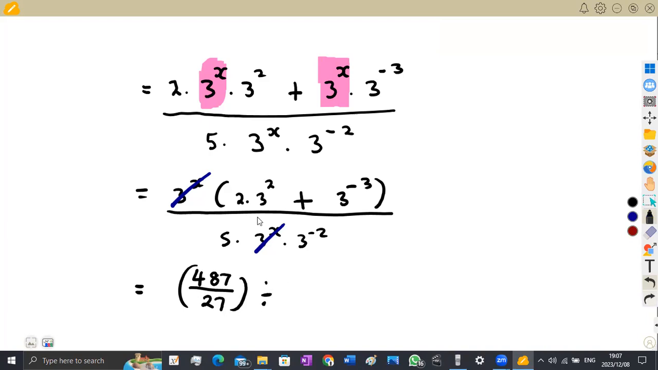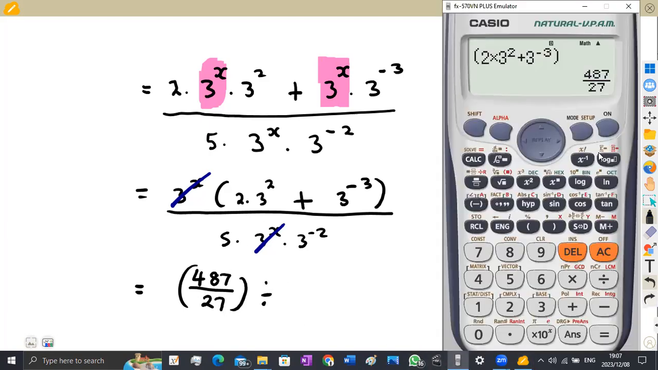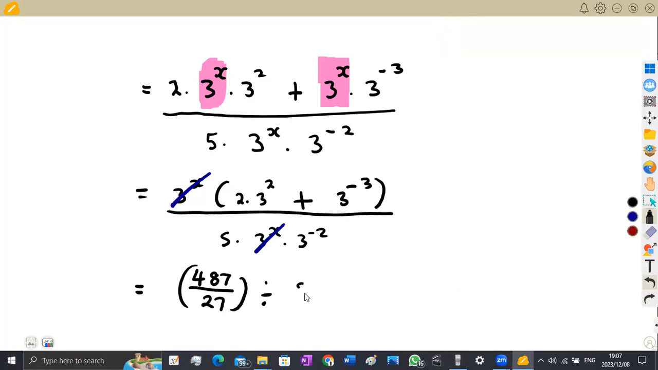So we are going to divide by the answer that you are going to get from this part, 5 times 3 to the exponent of minus 2 in the denominator. That's 3 to the exponent of a negative 2, and this is going to give us 5 over 9. So it's divided by 5 over 9.